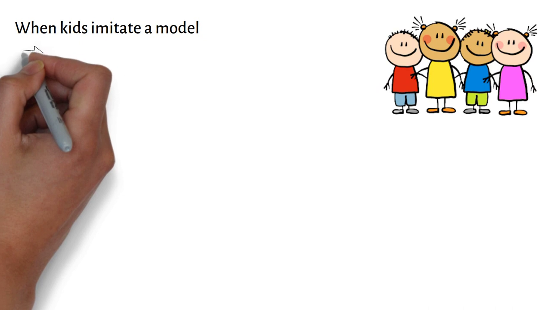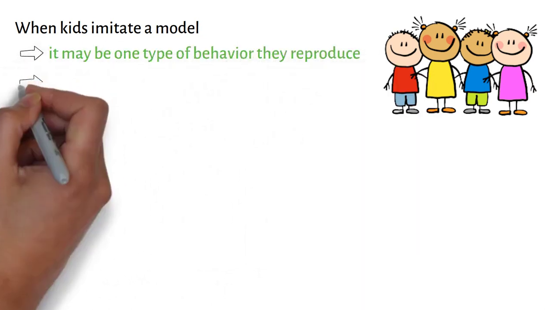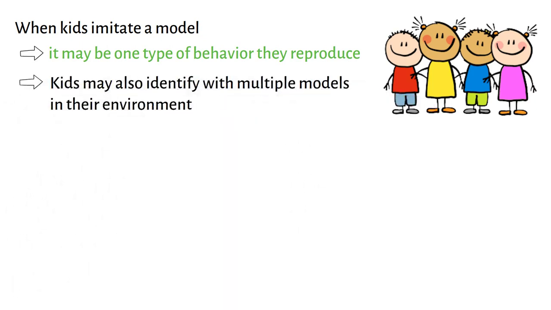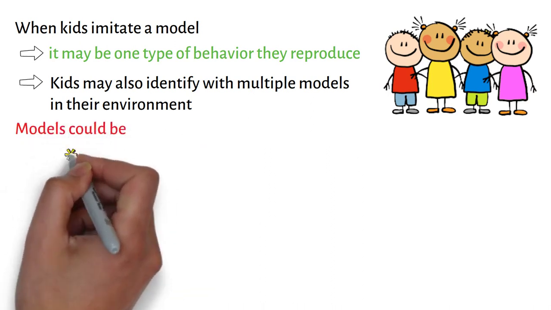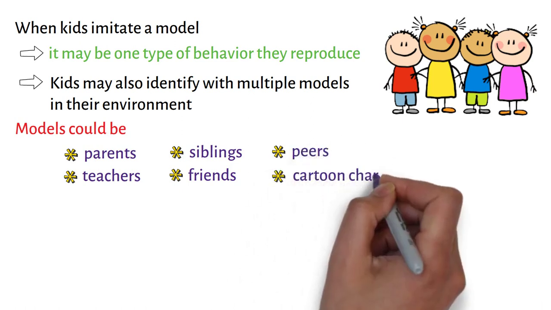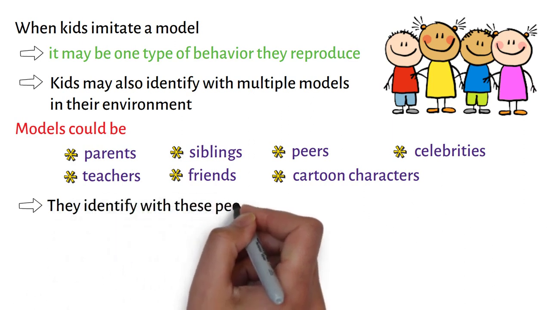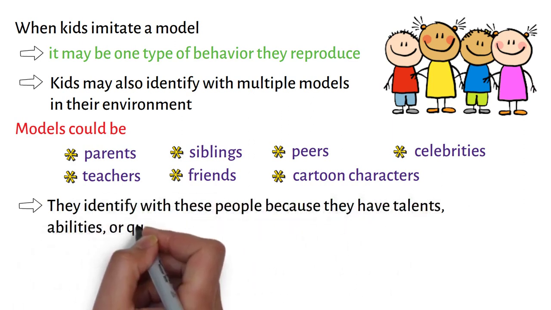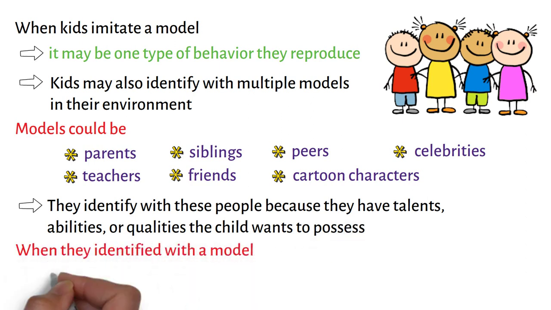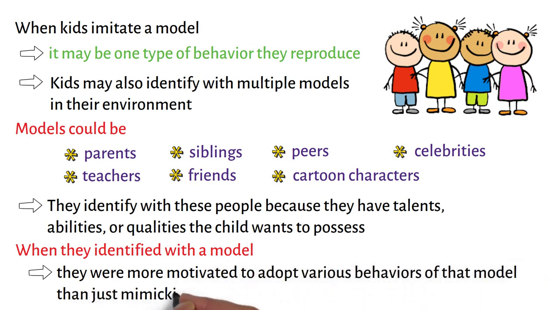When kids imitate a model, it may be one type of behavior they reproduce. Kids may also identify with multiple models in their environment. Models could be parents, teachers, siblings, friends, peers, cartoon characters, or celebrities. They identify with these people because they have talents, abilities, or qualities the child wants to possess. When they identified with a model, they were more motivated to adopt various behaviors of that model than just mimicking one behavior.